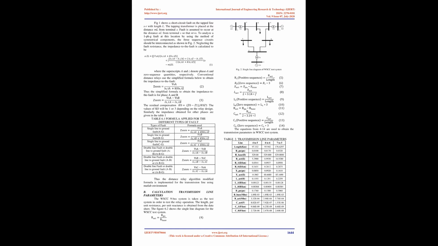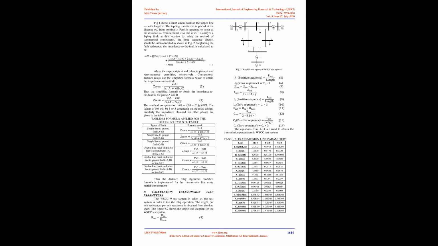Neglecting the fault resistance, the impedance to the fault is calculated as given in equation 1, where the superscripts A and Z denote phase A and zero sequence quantities, respectively. Conventional distance relays use the simplified formula below to obtain the impedance to the fault: Z = Vsa / (Isa + K0 Isz), 2.